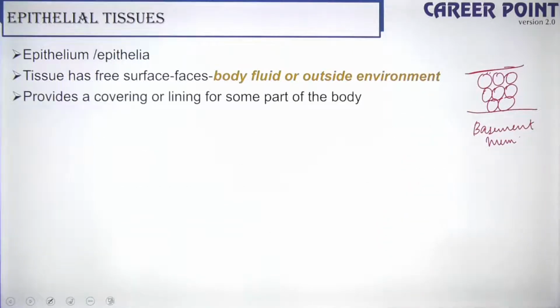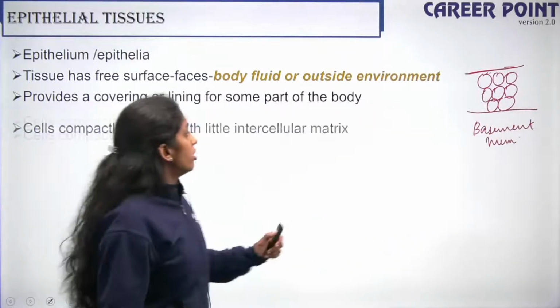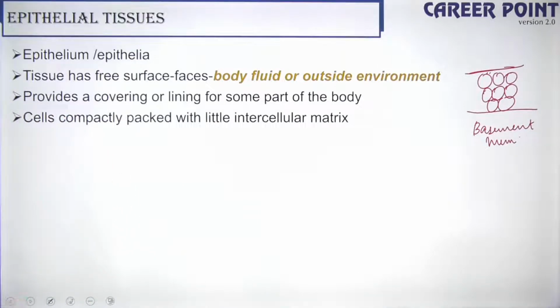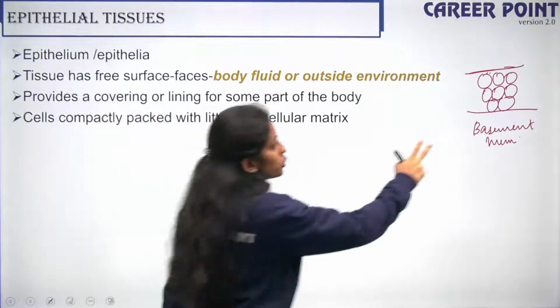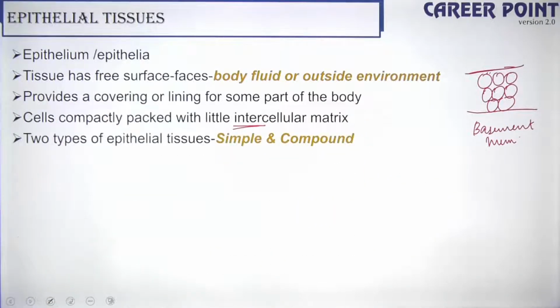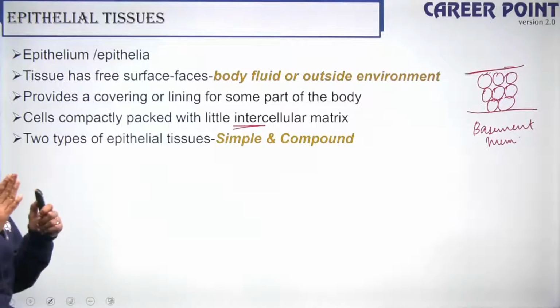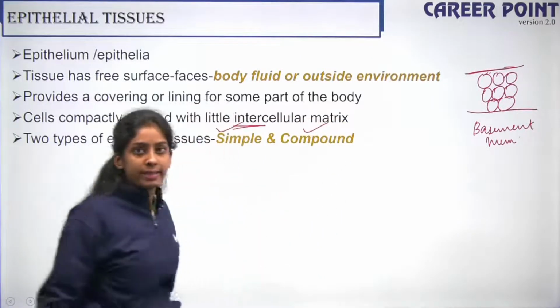It provides the covering or lining for some part of the body. So it is the outermost and it forms a cushion for some things. It forms the outer lining for some organs. Cells are compactly packed with little intercellular matrix. When I say intercellular, I mean between the cells, so between the cells there is less space. Two types of epithelial tissues are present: your epithelial tissue is broadly divided into simple epithelium and compound epithelium.